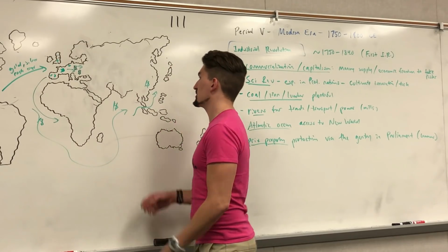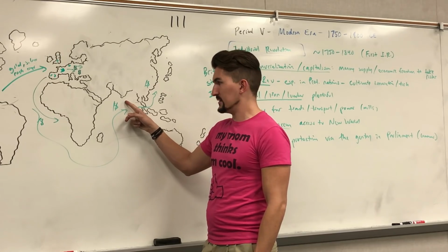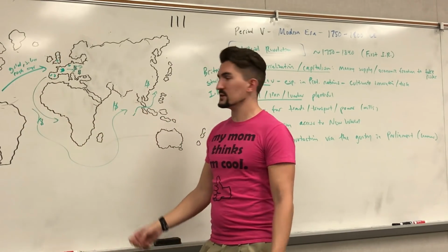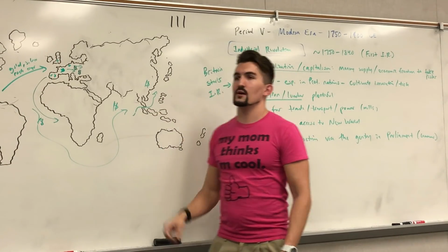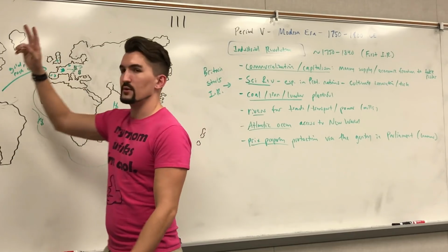For China or India to establish colonies in the New World, they're going to have to go all the way over, and then they're going to go through the Pacific as well. So the British are just right there. They just sail right to it.